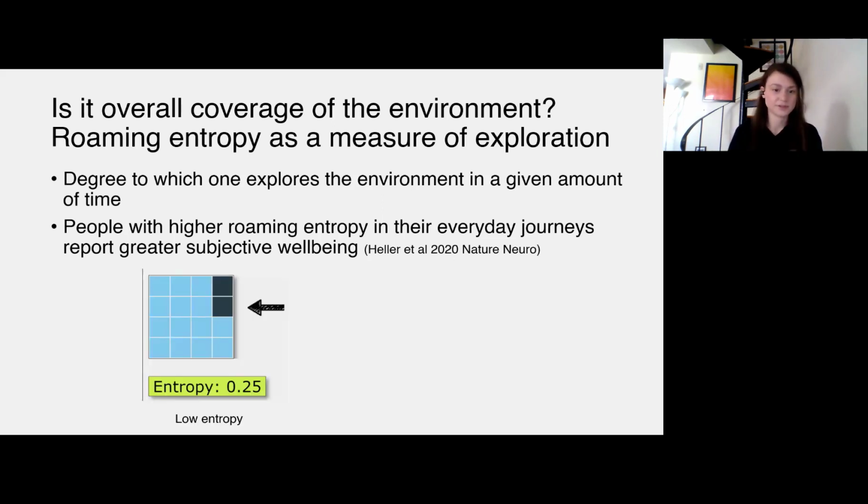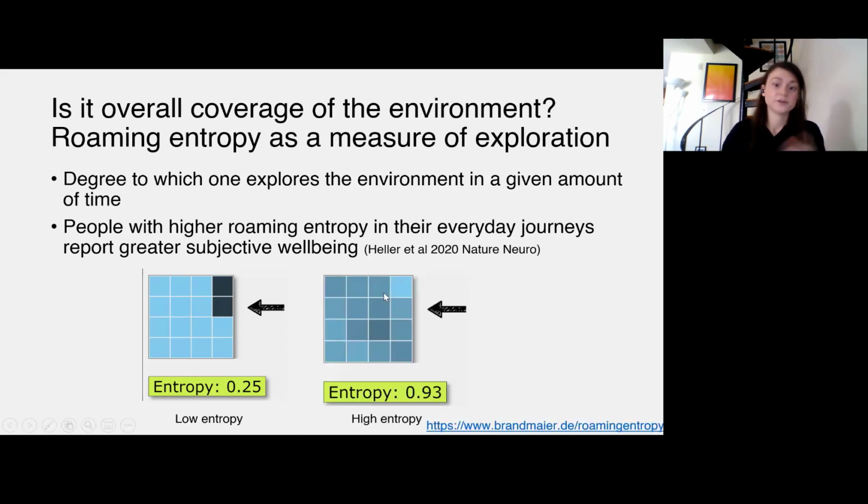Here's just a small example of how entropy might be calculated. Out of these 16 states, if you tend to spend most of your time in 2 of them, this will be very low entropy. So you're spending a lot of time in just 2 of these states. Alternatively, you can take the same amount of time and the same number of states, but explore more of the available states, and this will be an example of high roaming entropy. And this is the website where I took this demo from.